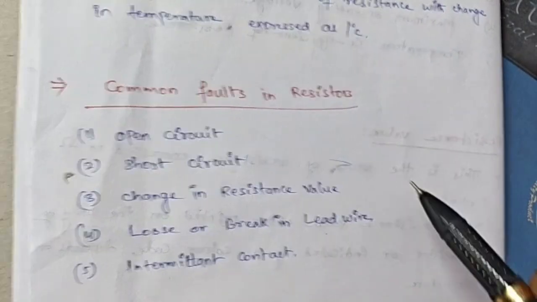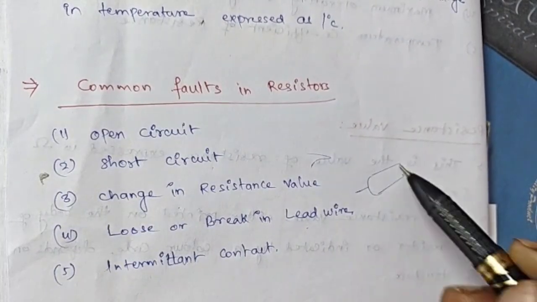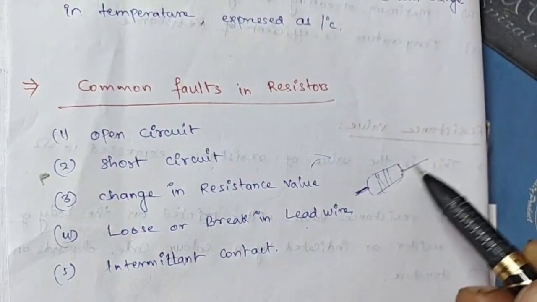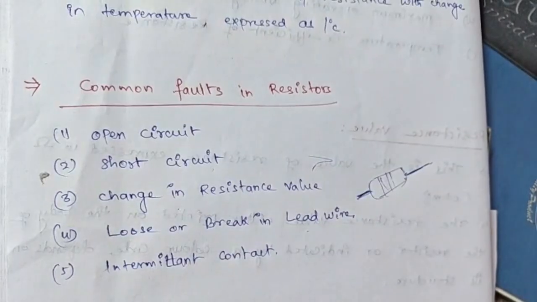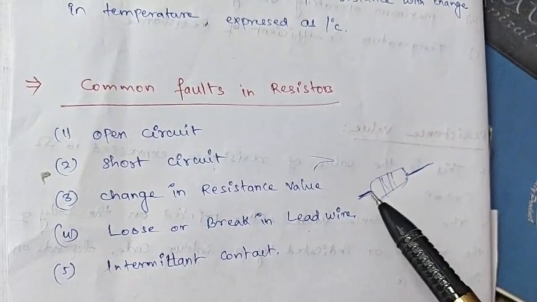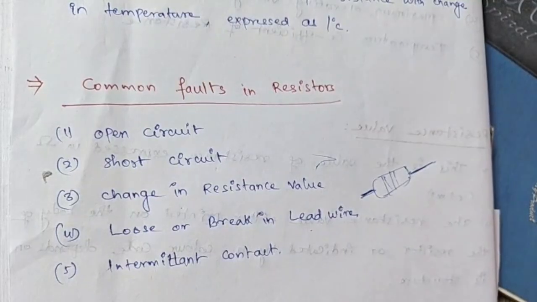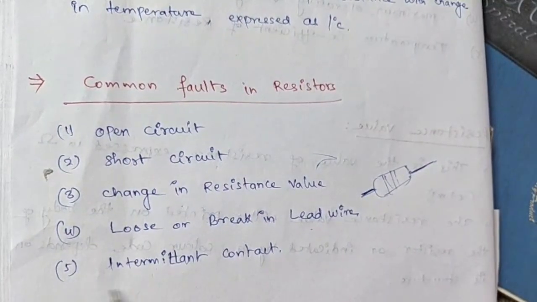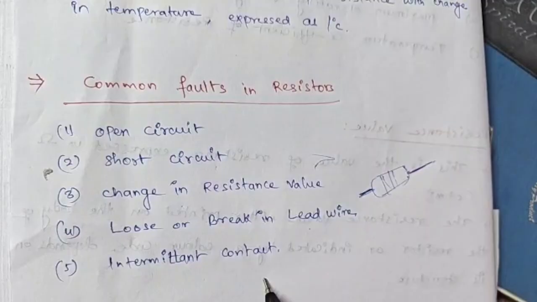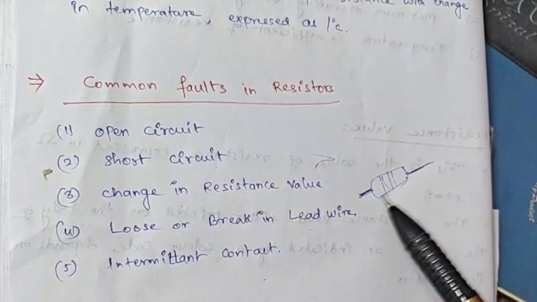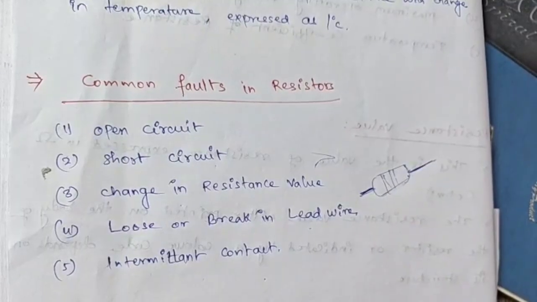Normally a resistor looks like this, no? There is a material, and these lead wires can be loose or break down. Because of that, the accurate resistance value cannot be measured. That is also one of the faults. Now the fifth one is intermittent contact. On the lead wire, dust may accumulate, and due to that, the accurate resistance value cannot be measured.